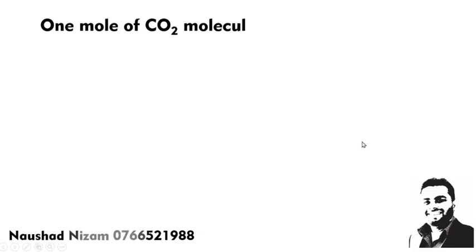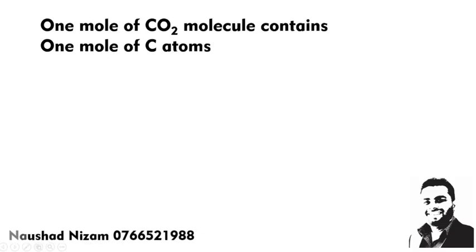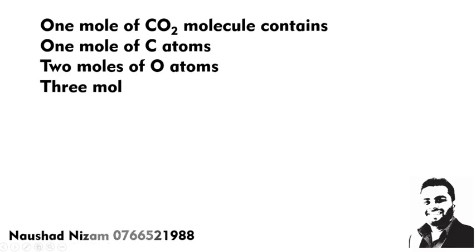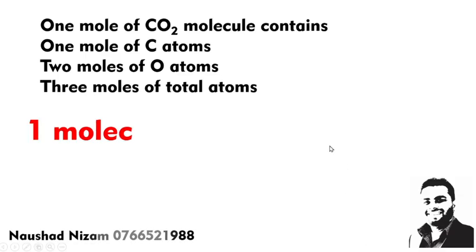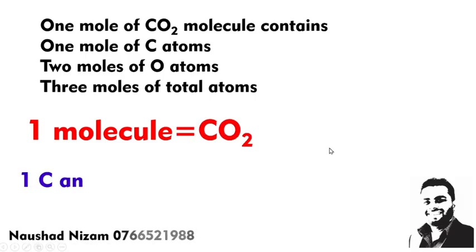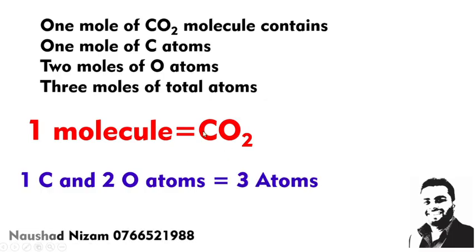Right. So remember, 1 mole of carbon dioxide molecules contains 1 mole of carbon atoms and 2 moles of oxygen atoms, and the total is 3 moles of atoms. Atoms, molecules: in 1 molecule of carbon dioxide, the molecule is made out of carbon and oxygen. You have 1 carbon and 2 oxygen atoms. So altogether you have 3 atoms. When it comes to atoms, 3. When it comes to molecules, 1 molecule. Right.